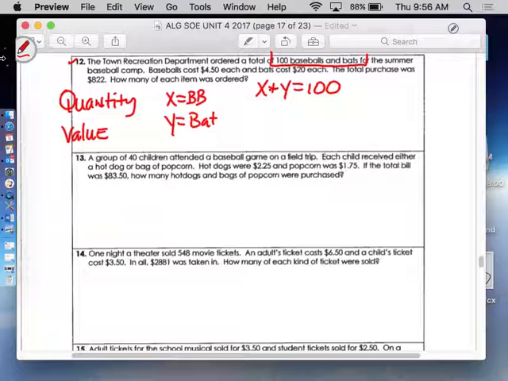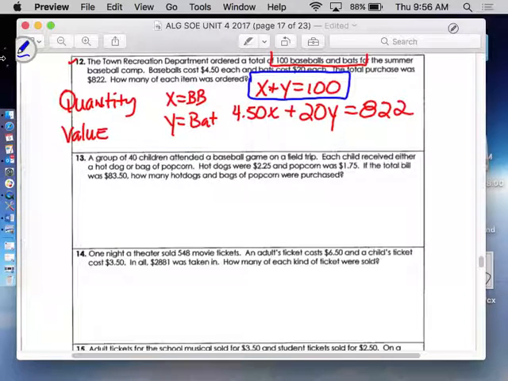And then my second equation is going to attach value, cost. How much money did I spend? So my first would be $4.50 for baseballs, and $20 for one bat. So that's the algebraic interpretation of that. And then the total amount of money that I spent, $822. And once again, I think this is a good candidate for the substitution method. But you can do as you wish, but it would be a nice candidate for substitution because it's easy to isolate X or Y in the first equation.